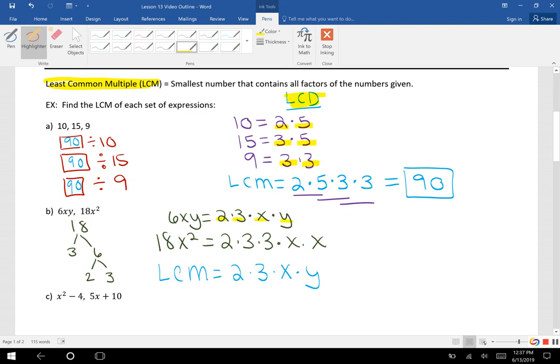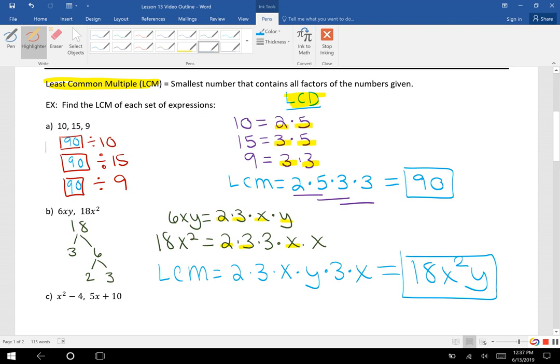And then I go to the second term. I already have the 2 and the 3 written down, and I have one of the x's written down. So the only thing I need to add here is another 3 and another x. And then if I multiply all of this together, we get 18x squared y. And that's my least common multiple.